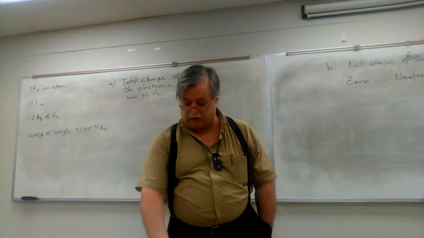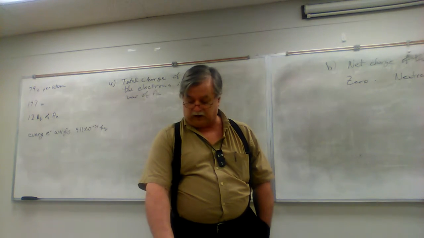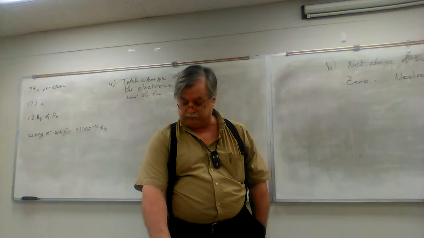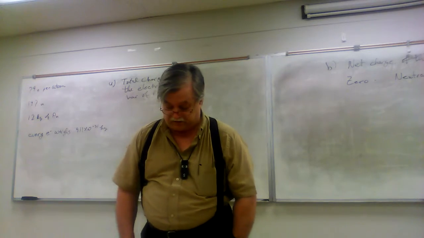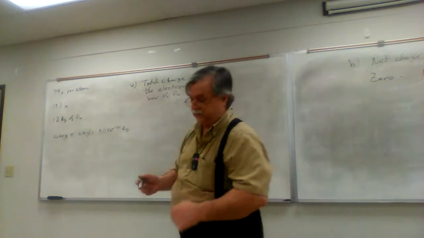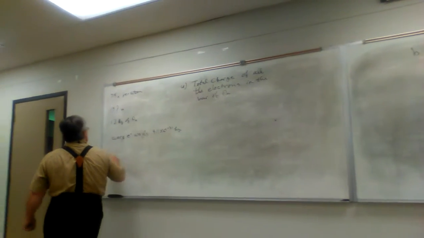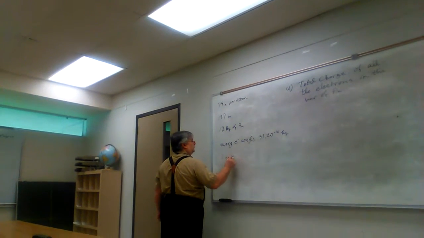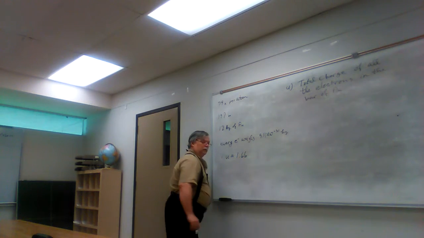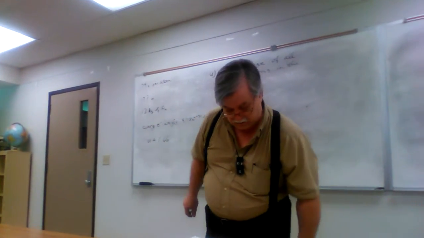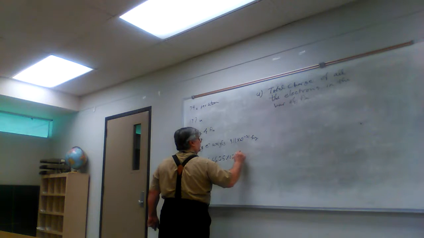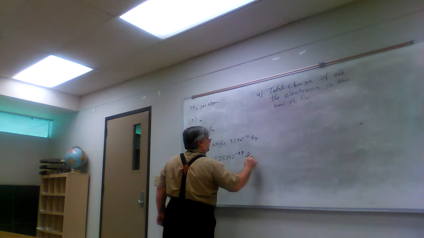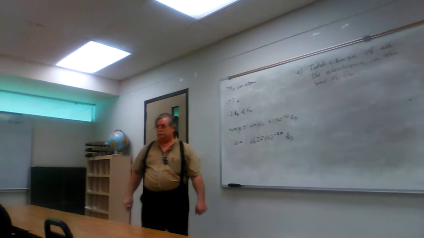On the inside cover of your book, under fundamental constants, right there at the very bottom. Atomic mass unit, 1 U, is 1.6605 times 10 to the minus 27 kilograms for every U.